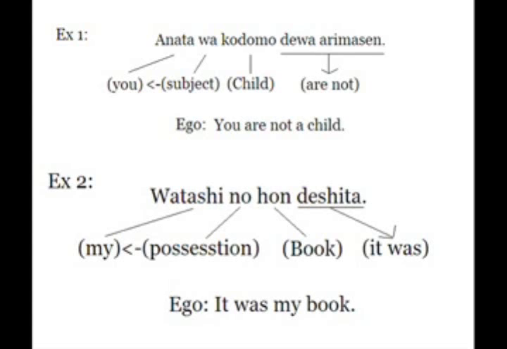Now let's go to でした. でした is the past positive form of des. So it means was. For example, 私の本でした. Hon is book, as we learned before, and deshita means was. So deshita is the past tense of des.